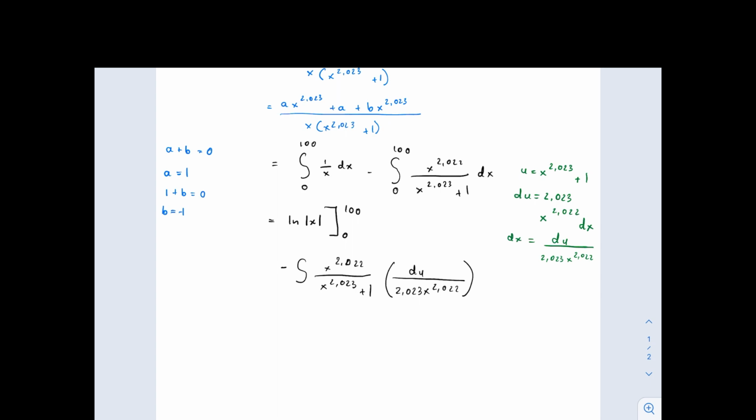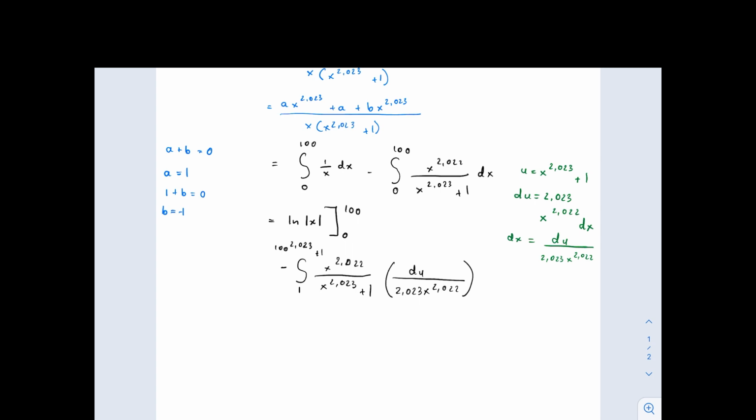The other thing I want to do is rewrite my bounds. So if x is going from 0 to 100, well, if I plug in x equals 0 into this expression for u, then 0 to the 2023 power is still 0, and 0 plus 1 is 1. That means our lower bound is 1. If I plug in x as 100, then our upper bound is 100 to the 2023 power plus 1.